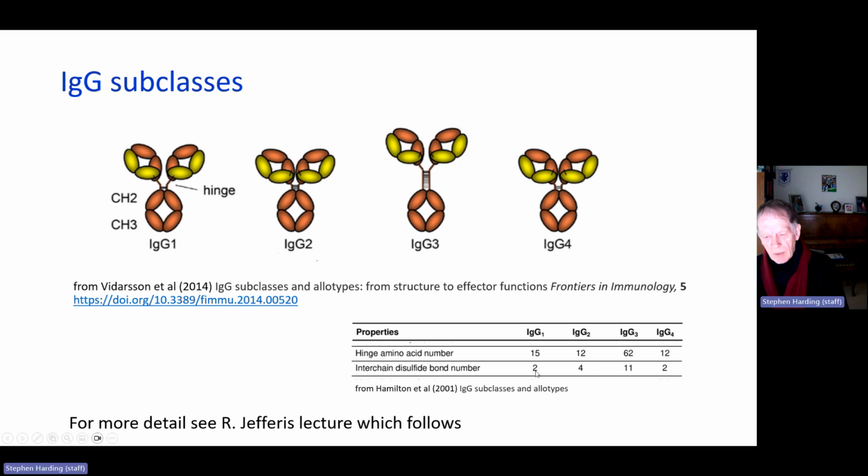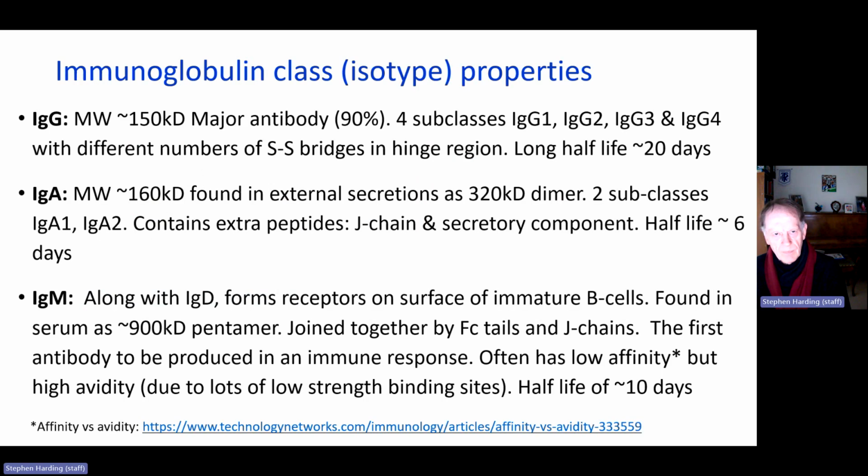And the number of disulfide bonds will also differ, with G3 again having the highest number of disulfide bonds, although IgG1, despite the fact it has a longer hinge region, only has 2 disulfide bonds. G2 actually has more disulfide bonds. Again, there's more detail in the Roy Jeffress lecture, which follows this one.